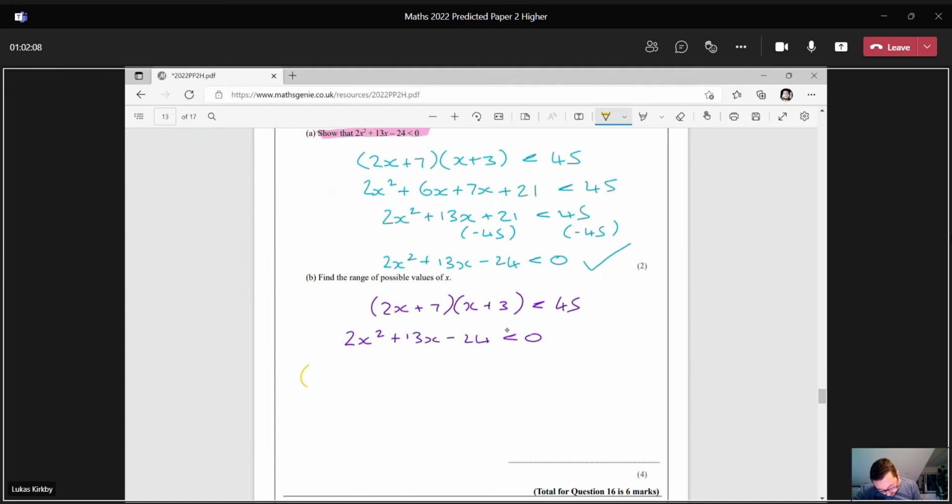So the way I factorise it is I will start off, because I've got a 2x here, I'll start off with 2x over 2. Then I will times these outside numbers, so 2 times minus 24 is minus 48. And then I'll use the same method that we use for quadratics when there's just an x squared at the front. So I want two numbers, the times to make minus 48 and add to make 13. And that to me looks to be 16 and minus 3. So that's going to be 2x plus 16 and 2x minus 3.